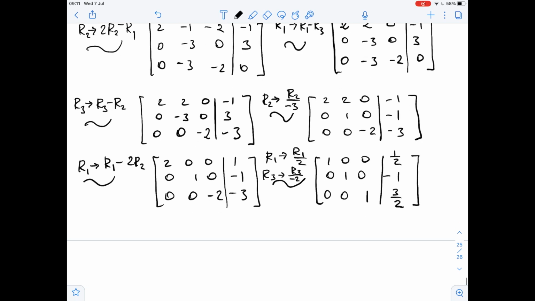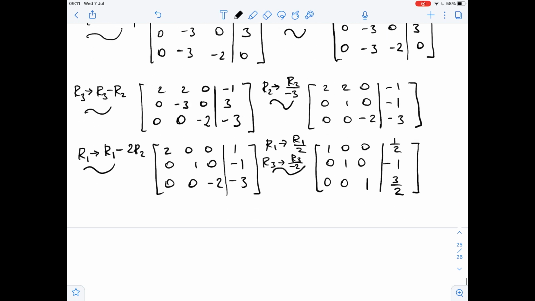So from this matrix we get that x equals 1 over 2, y equals -1, and z equals 3 over 2.